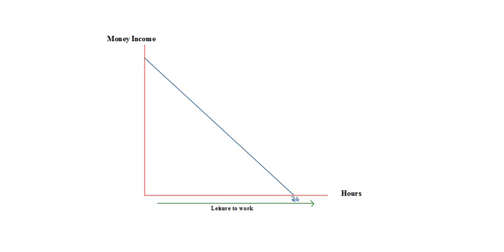So if there are 24 hours available to a person, the distance from the origin till 24 hours basically implies that these many hours are available for leisure, and an individual has the discretion of allocating some hours for work, and that decision depends on the wage rate.